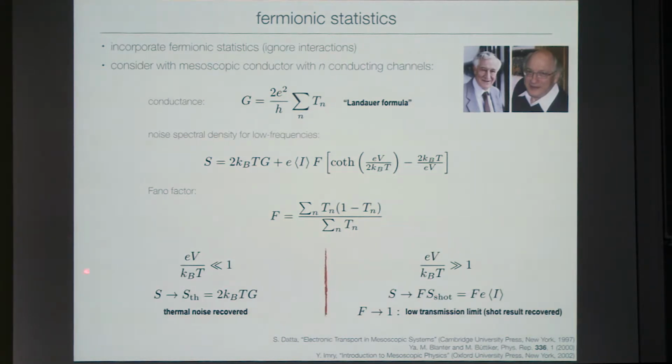And if you go to the equilibrium limit where voltage is much less than temperature, then you can reproduce the Johnson-Nyquist result. But if you go to a large voltage regime, the noise approaches F times Schottky's result, F times eI. And if the transmission probability is low, where T is much less than 1, then the ratios cancel out, and F approaches 1, and you can reproduce exactly Schottky's original result. But this Landau-Büttiker formalism allows you to transition between equilibrium and non-equilibrium limits and incorporate Schottky's original Poissonian result.